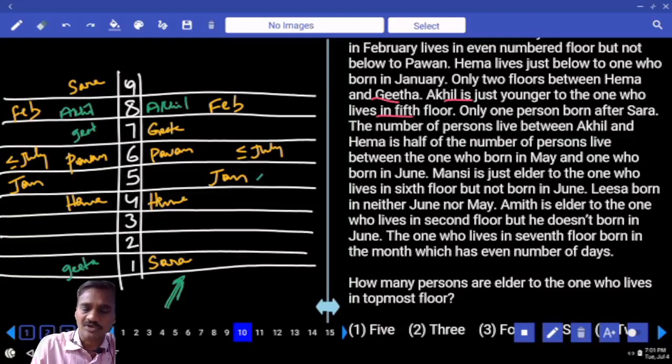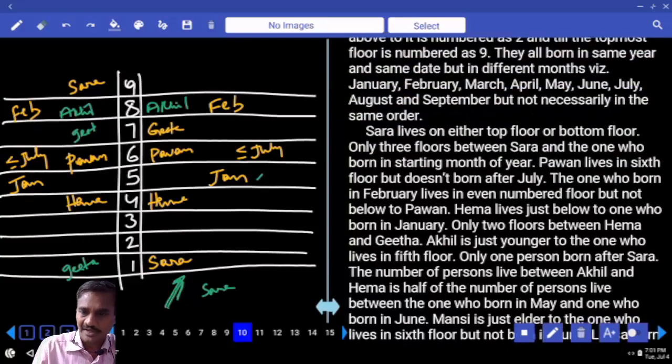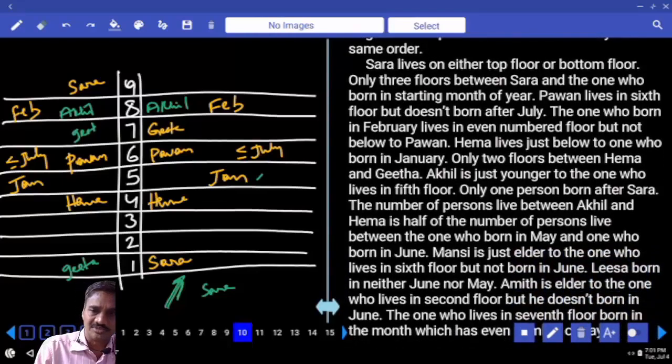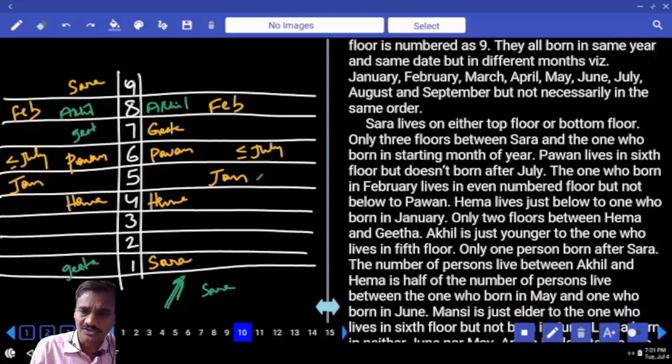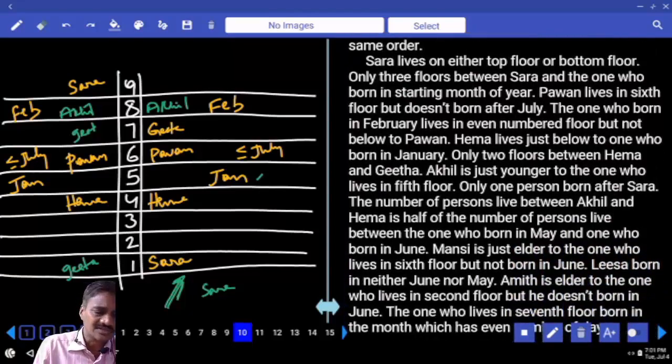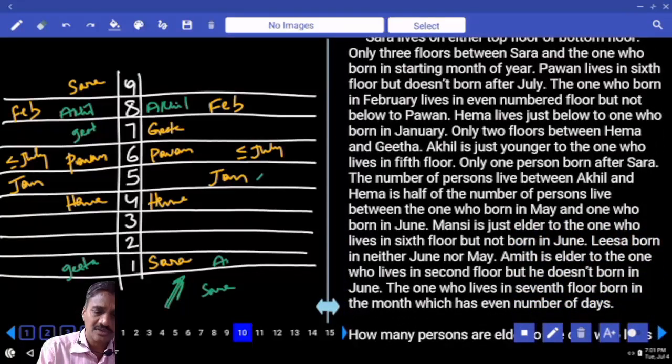Only one person born after Sarah. As only one person was born after Sarah, and this Sarah must be among the 9 persons. What is the last month? September. Isn't it? 9 persons, September. Hence Sarah was born in the month of August, because there is only one person after this Sarah. Now follow one person after this Sarah.